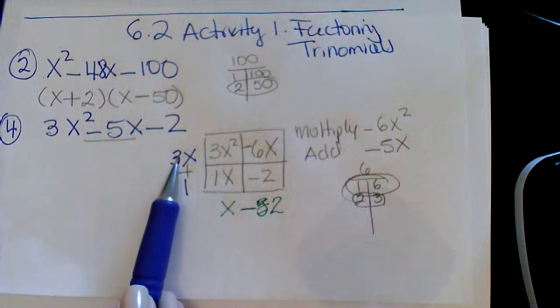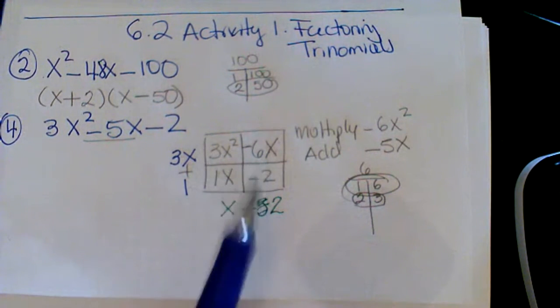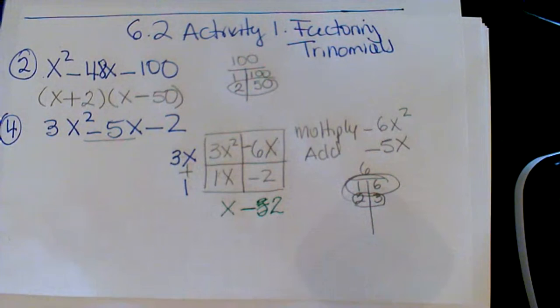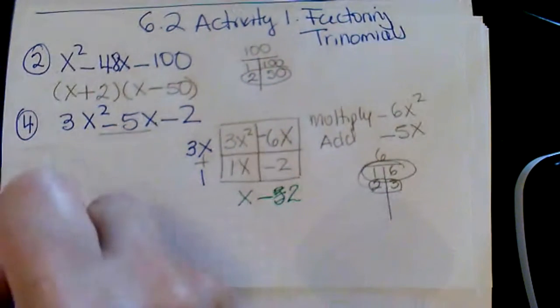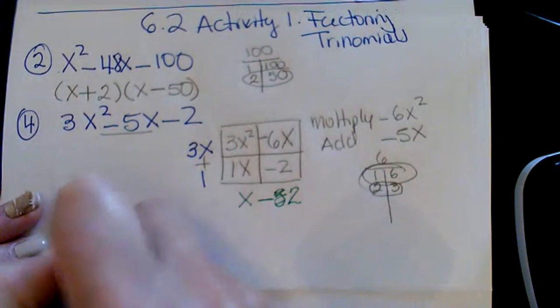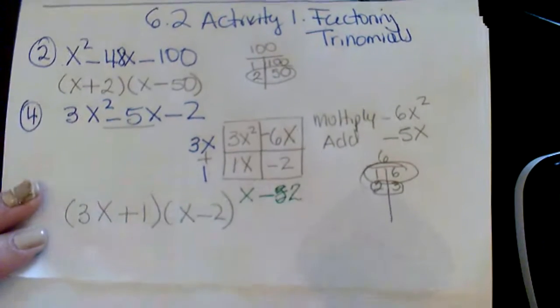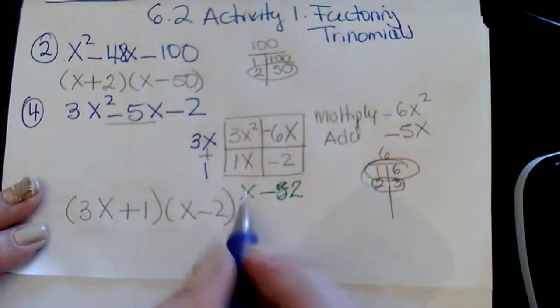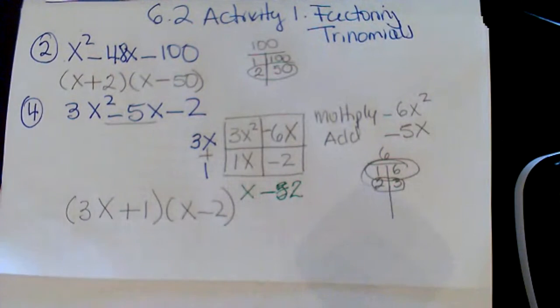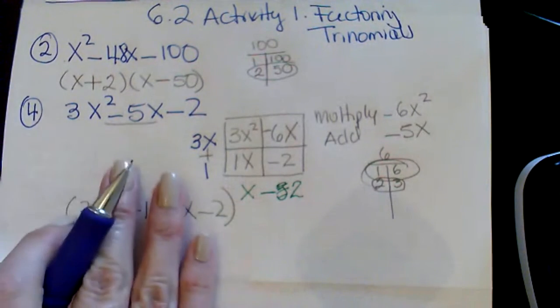Times 3x is negative 6x. So I just got my trinomial factor. If I multiply these two binomials, I should get that trinomial. Okay. Let me do one more, get a few more from there.